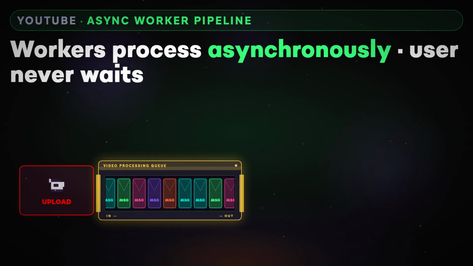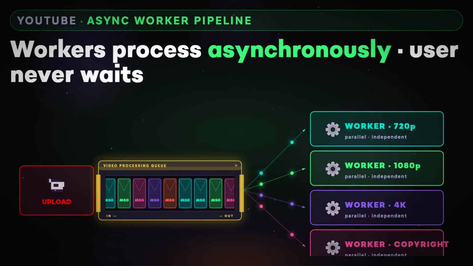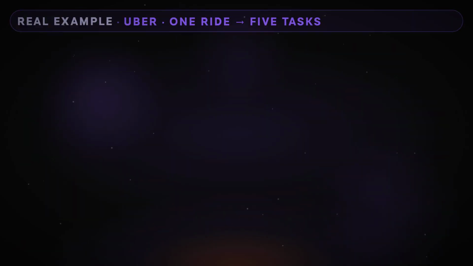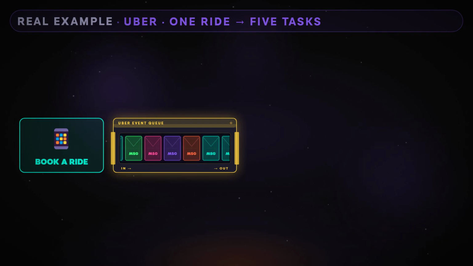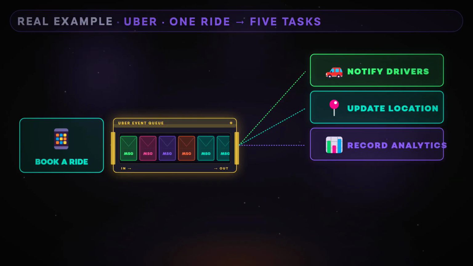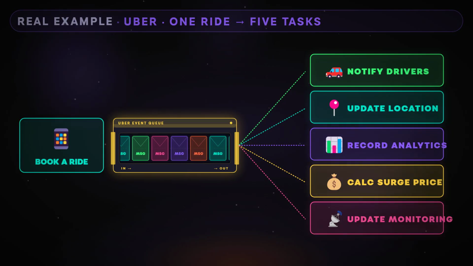Instead, YouTube creates messages and places them in queue. Different workers process different tasks asynchronously. The user doesn't have to wait. The system scales beautifully. Uber also uses message queues heavily. When you book a ride, the system must notify drivers, update location services, record analytics, calculate surge pricing, update monitoring system. Many of these tasks happen through message queues. Otherwise, every ride request would become slow and fragile.